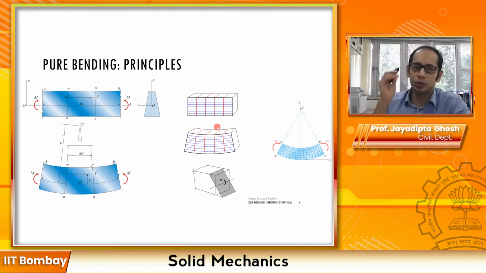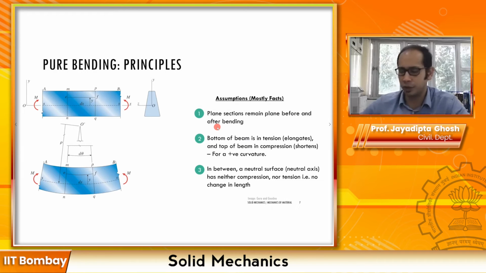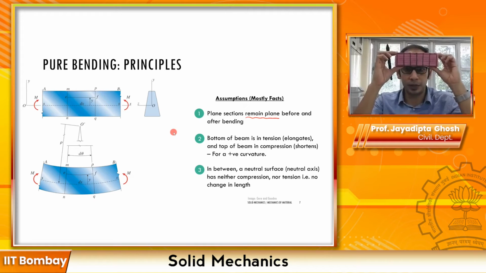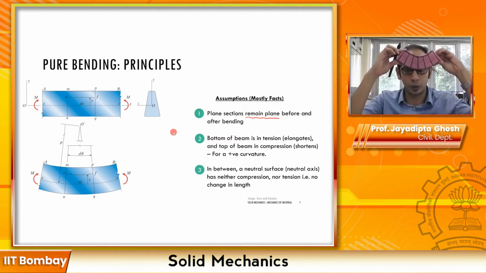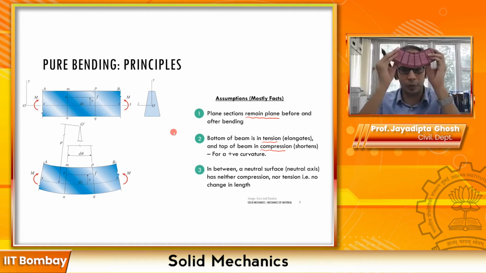So that brings you to three of the primary assumptions of pure bending, which are these ones over here. It states that plane sections remain plane before and after bending. That's the first one that we saw, right? The second one is that the bottom of the beam is in tension, that it elongates, because initially both lengths were the same. Now the bottom one has elongated, the top one has contracted. So the bottom part of the beam is in tension and the top part of the beam is in compression. But remember, this is for a positive curvature only. This is for the positive moment and curvature.